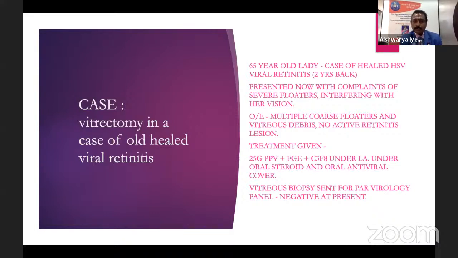Actually, her vision was almost 6/9, and the only problem was this hazy vitreous moving here and there. On examination, there were multiple coarse floaters and vitreous debris, no active retinitis lesion. The treatment we planned was vitrectomy and a vitreous biopsy. I sent the specimen to Dr. Bishwas, and as usual, he gave a negative result.